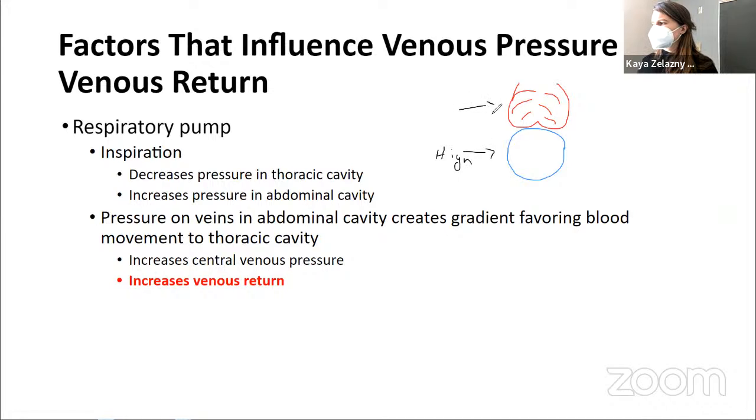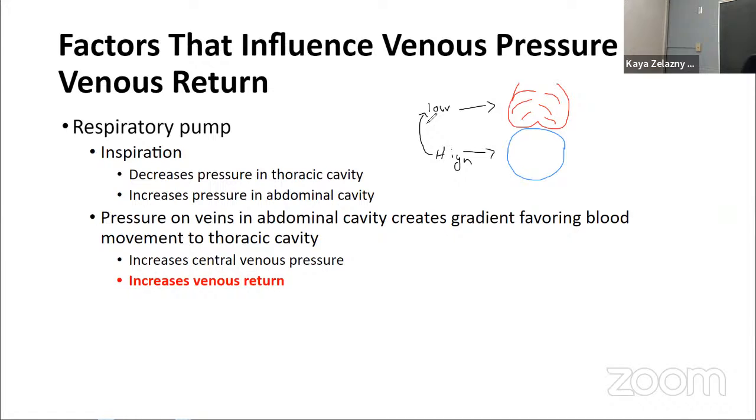We have low pressure in the thorax. What do we remember about gradients? What direction do we go? High to low or low to high? Yeah, perfect. High to low, right? So we go from high pressure to low pressure. That's how everything moves, basically, right?